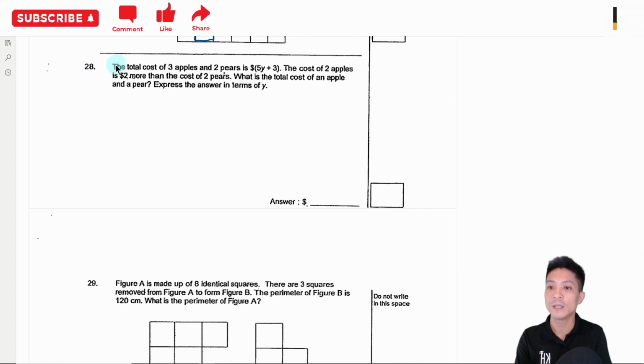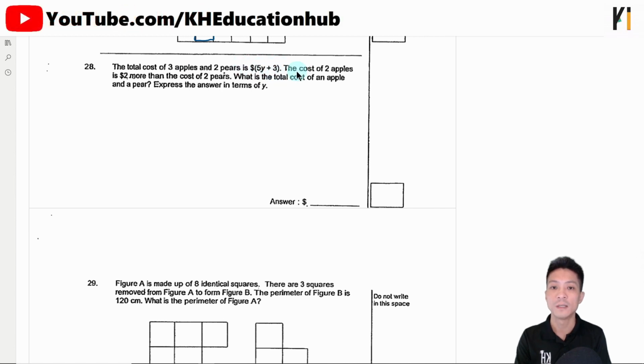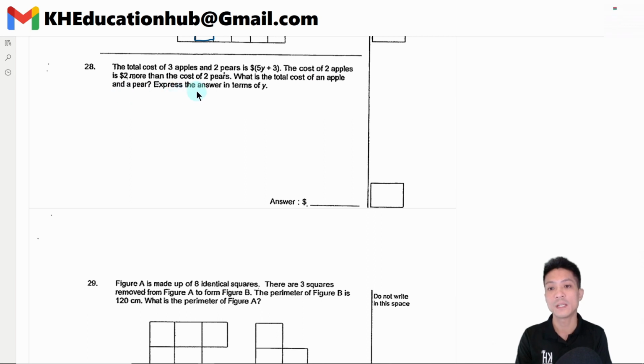Okay, question 28. The total cost of 3 apples and 2 pears is 5y plus $3. The cost of 2 apples is $2 more than the cost of 2 pears. What is the total cost of an apple and a pear? Express the answer in terms of y.